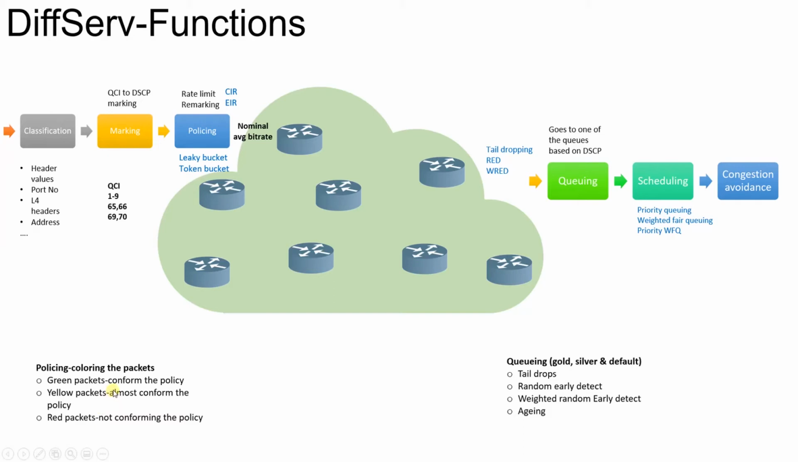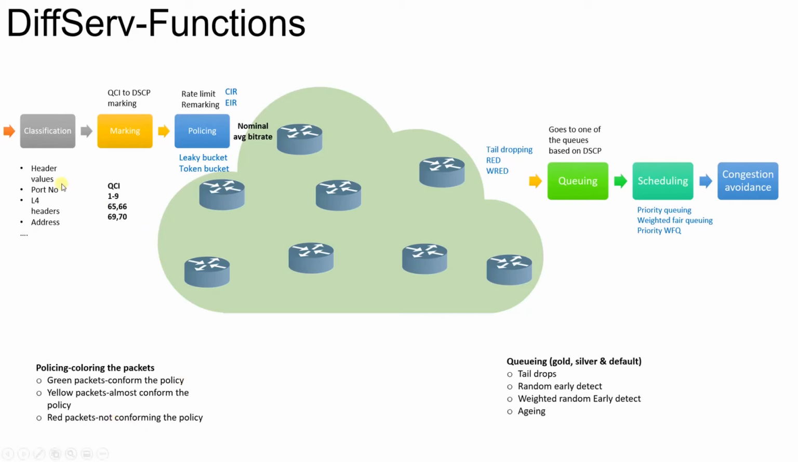For example, the egress is a 2 Mbps line. If the ingress is 2 Mbps, then these packets are classified as green packets. If the egress is 2 Mbps and the ingress is 3 Mbps, it is almost conforming to the policy, so these packets are classified as yellow packets. If the ingress is 4 Mbps and the egress is 2 Mbps, this is not conforming to the policy, so these packets are marked as red packets. There is a probability these packets will be dropped in the transport medium.